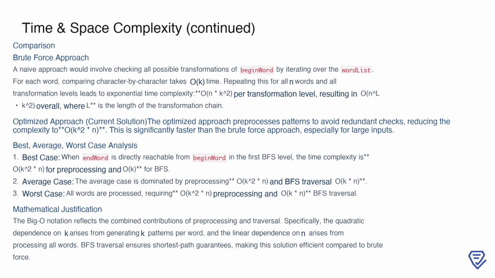The quadratic dependence on k arises from generating k patterns per word, while the linear dependence on n stems from processing all words. This optimized solution ensures shortest path guarantees and is far more efficient than the brute force approach.